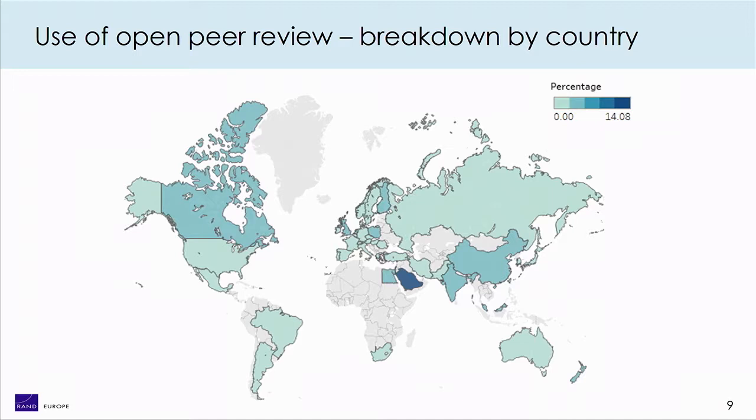So very briefly, at a country level. This map shows the percentage of reviews published openly. We only show countries with more than 100 unique reviewers on Publons. That's a decision that we made. You can see that the percentages range from around 0 to 14 in Saudi Arabia, with most countries coming out at about 1 to 5%.